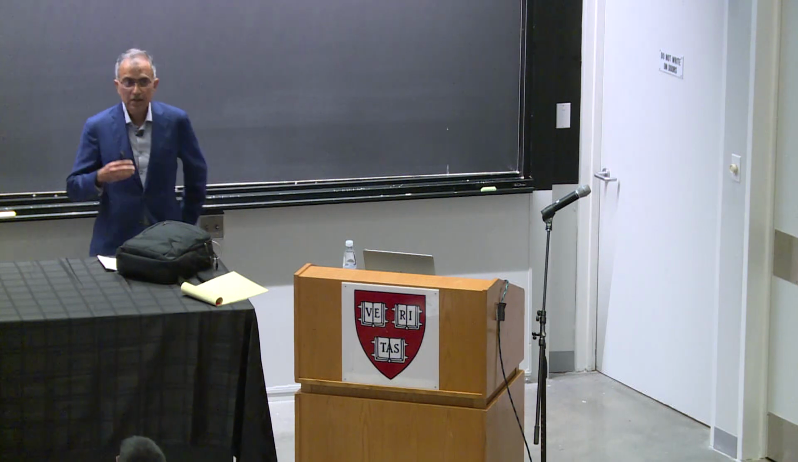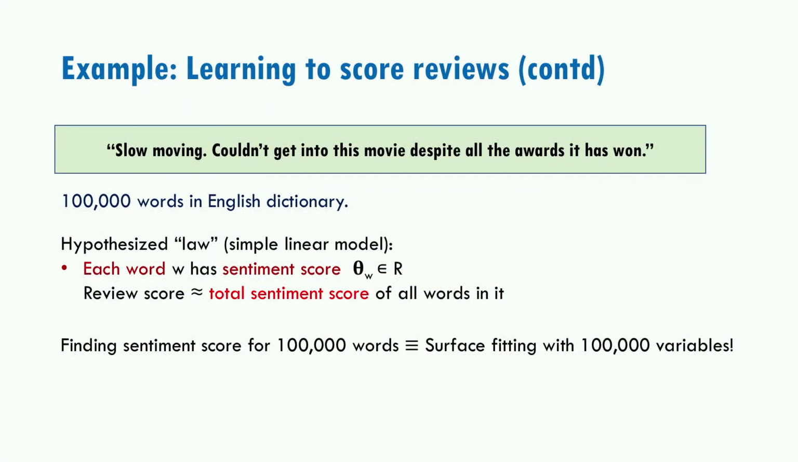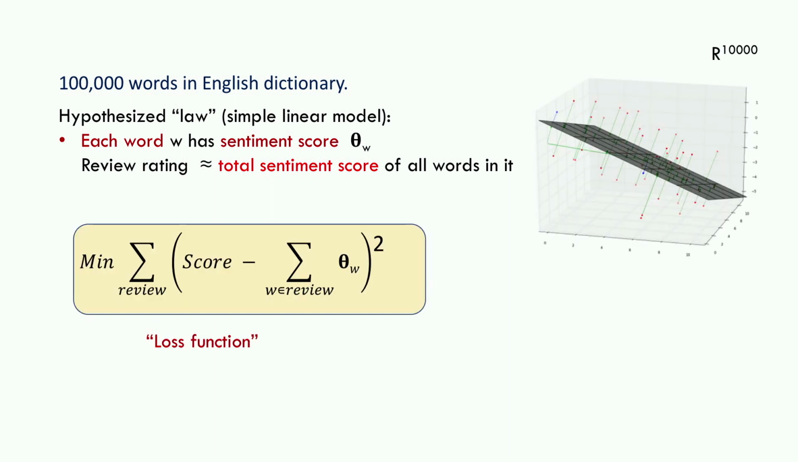Now, of course, we don't know these sentiment scores. So what are these sentiment scores that we people are walking around with in our heads for these words? Well, finding the sentiment score for each word is some kind of a surface fitting with 100,000 variables. So it goes as follows. Theta sub W is going to be a variable. And you're going to do what's called the least square fit, which you may remember from high school, to this.